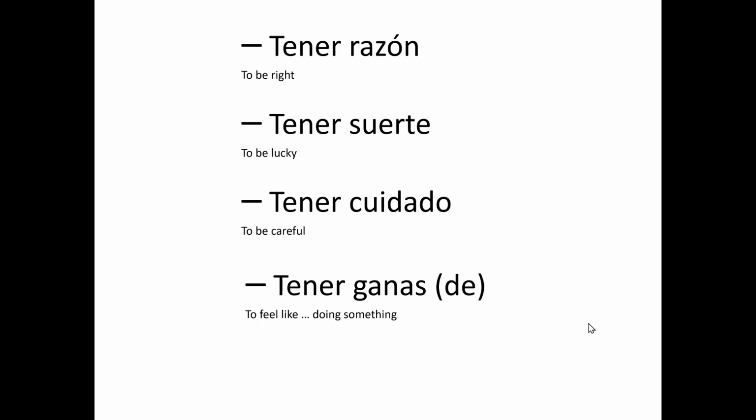Tener ganas de. This last one is really useful. To feel like doing something. And it's usually followed by an infinitive. Por ejemplo, tengo ganas de dormir. I feel like sleeping. Tengo ganas de salir. I feel like going out.